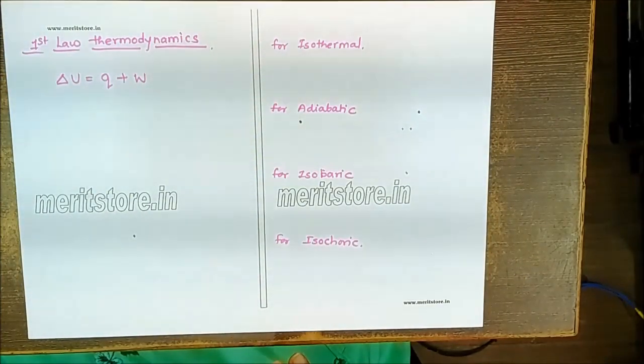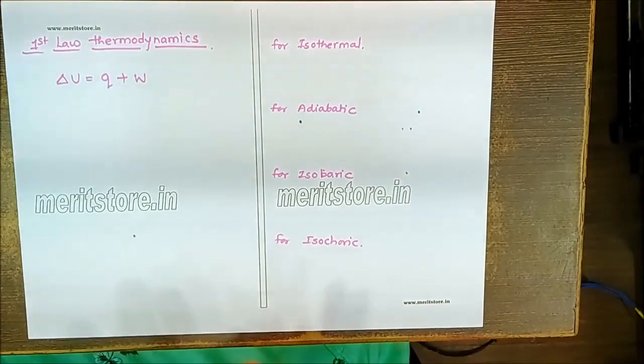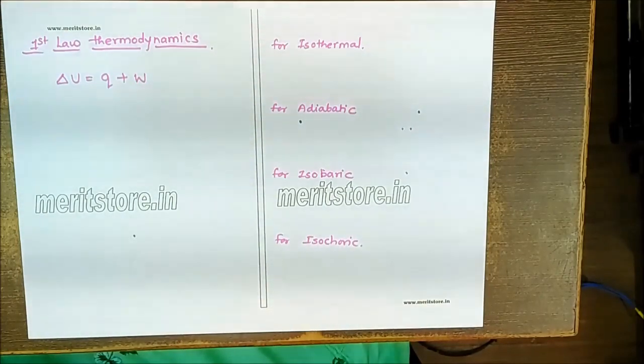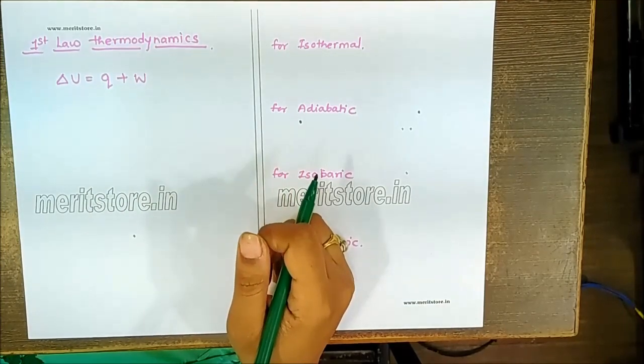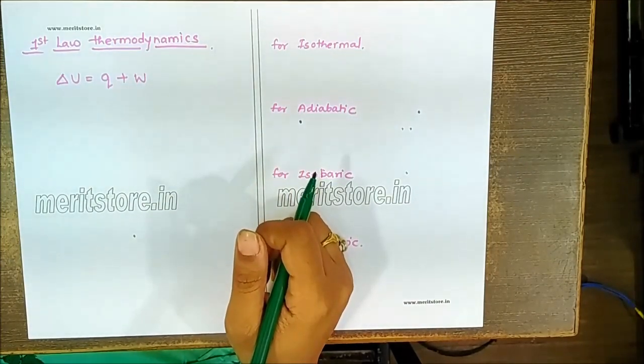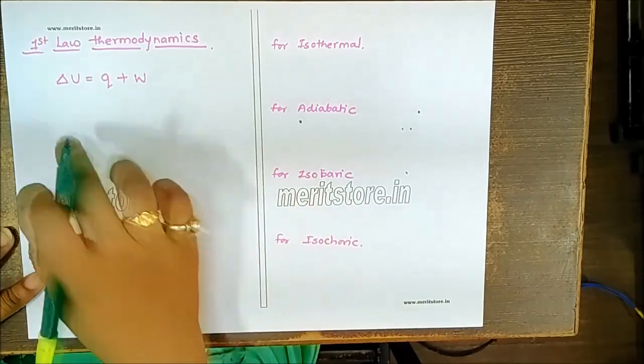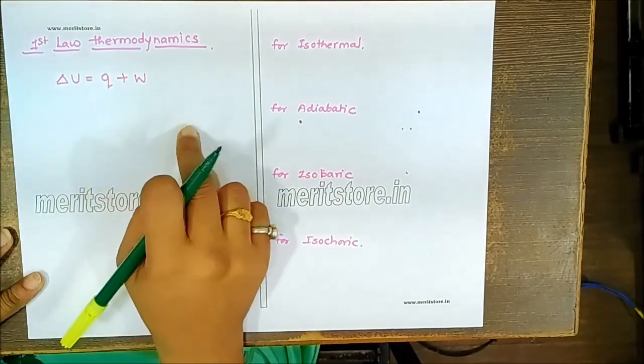Now, in case of the first law of thermodynamics, we know the statement that energy can neither be created nor be destroyed, but can be converted from one form to another form. Now, we have to focus on the mathematical form of this equation: delta U is equal to Q plus W.